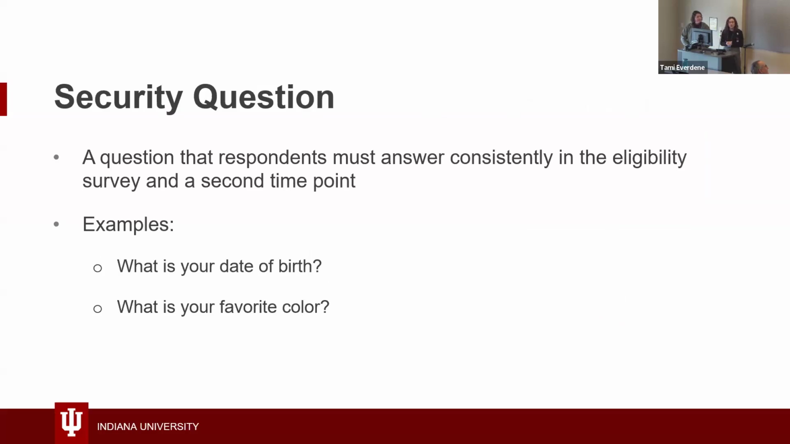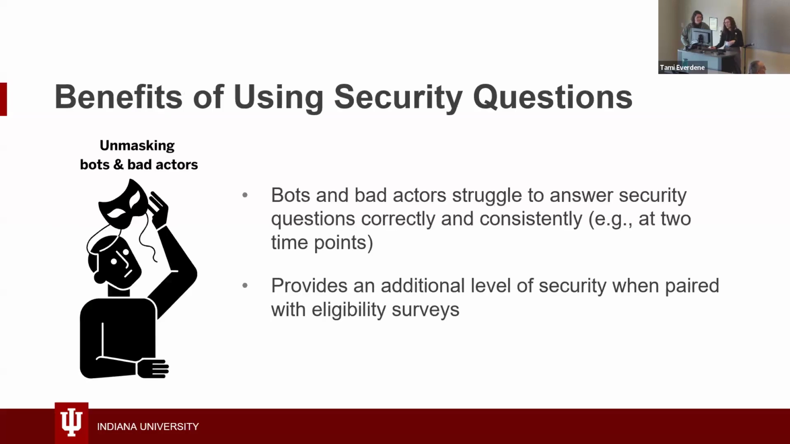Another thing that you can do with an eligibility survey is a security question. This is a question that the respondents must answer correctly in the eligibility survey and at a second time point. So they'll complete the eligibility survey. The question could be something like, what is your date of birth or what is your favorite color? A caveat though, if you are asking questions like date of birth, you need to make sure that it's been approved by your regulatory body. As a researcher, we do human subjects research with my department, so that's our IRB. So that's the only caveat with that. So you'll ask them that question, they answer it, and then when you recontact them, that's going to be when you verify that.